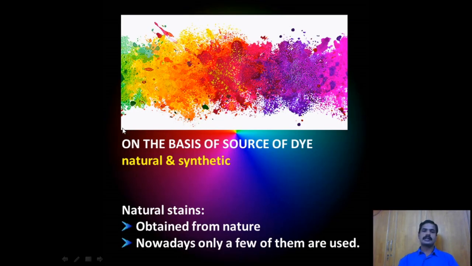The first classification is based on the source of dye. Based on the source of dye, stains are classified into natural and synthetic stains. The natural stains are obtained from nature. They are derived from either plant or animal sources. Nowadays, only a few of them are used. The majority of stains presently used are from synthetic sources.